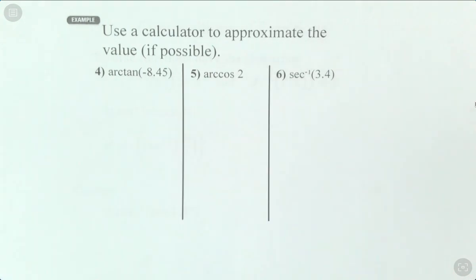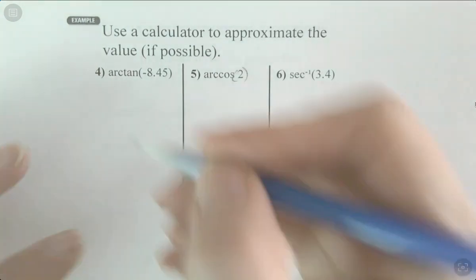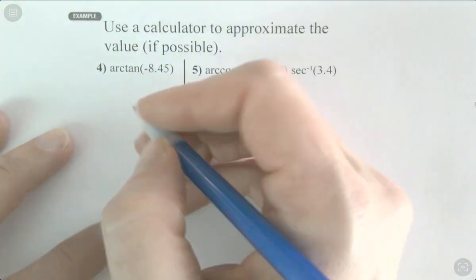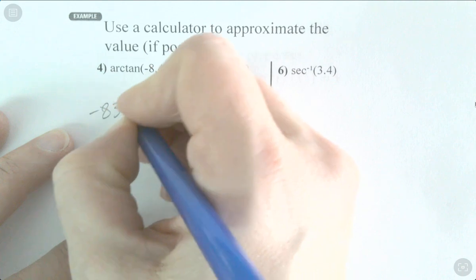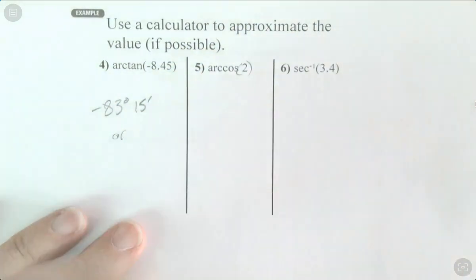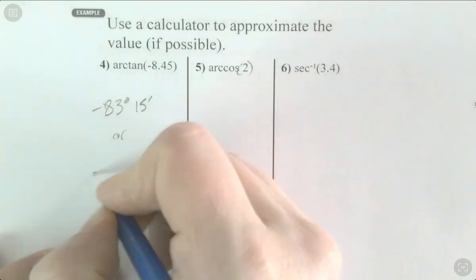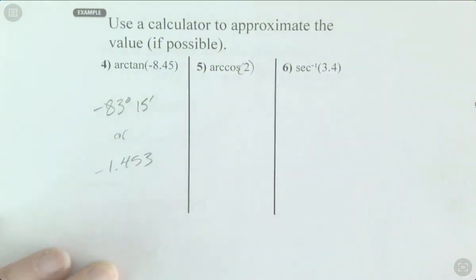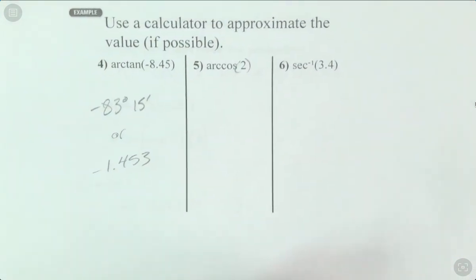Try numbers 4, 5, and 6 on your own. Use a calculator. Yeah, negative 83 point something, right? I'm sophisticated, so I have it in degrees and minutes. Negative 83 degrees and 15 minutes or something like that, if you were in degrees. Or if you were in radians, what'd you get? Yeah, negative 1.453 approximately. It didn't specify whether to return the answer in degrees or radians, so I'm giving you both.